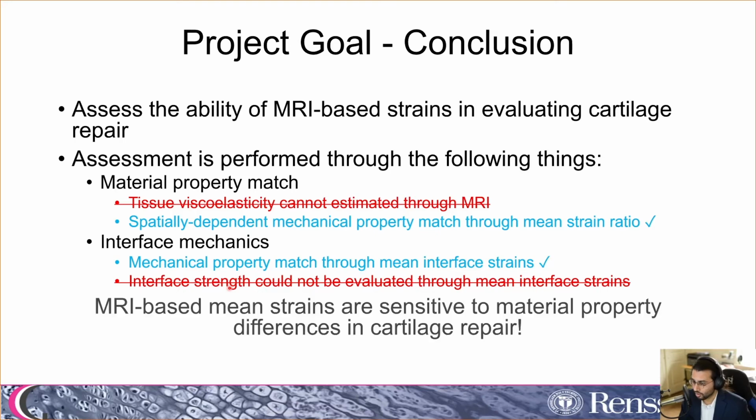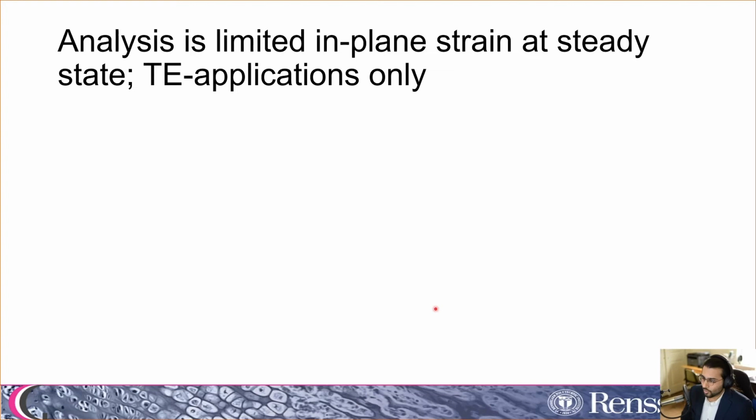So ultimately, overall, it means that MRI-based mean strains are sensitive to material property differences in cartilage repair scenarios. But this method, like any other, isn't perfect. We are still limited to in-plane 2D strains. We don't compute out-of-plane strains here, and much less 3D strains. There's information that might be excluded, especially in terms of out-of-plane motion as the tissue is pushed apart.